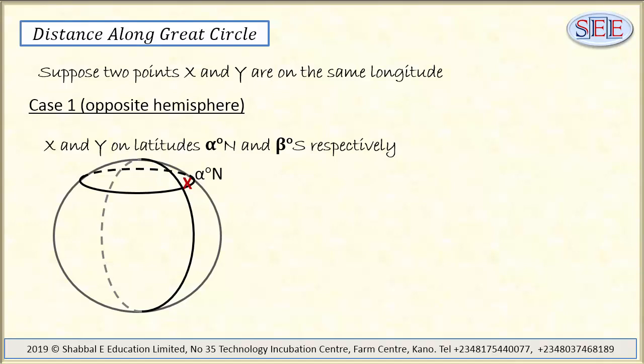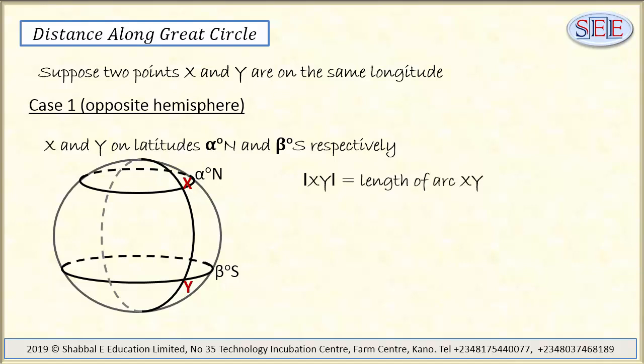And let us draw the latitude beta degree south. Look at it now, I am drawing it. You can see beta degree south. That is the position of x and y. You can mark x and y. Now the distance between these 2 points is nothing but the length of this arc. Look at the arc that joins x and y along that common longitude, because that longitude is a circle.